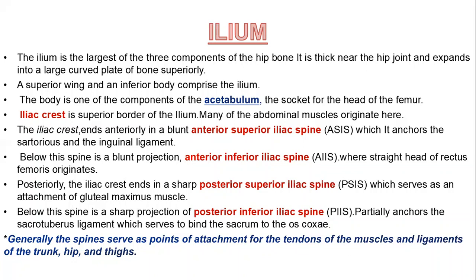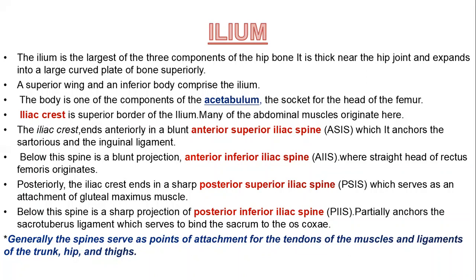So all these other descriptions are the muscles which originate from the surface features of the ilium named above, such as the anterior superior iliac spine. We have the sartorius and the inguinal ligament, and we have the anterior inferior iliac spine, which is where the straight head of rectus femoris originates. So these are just some muscles of the body.